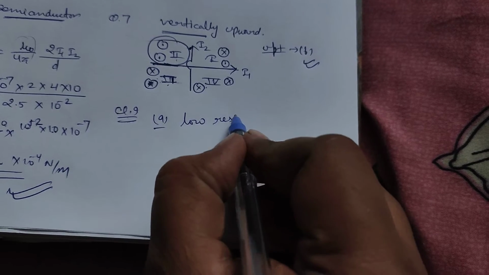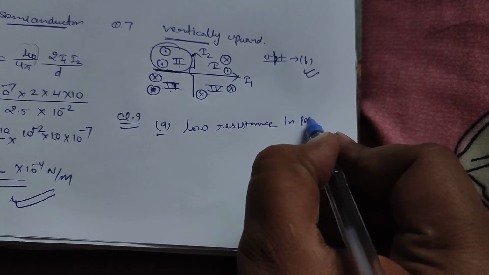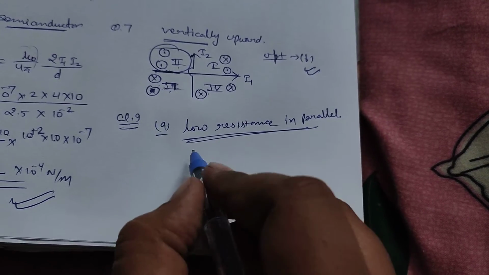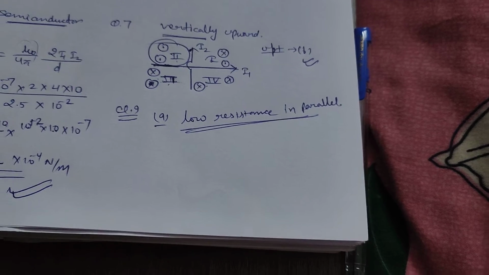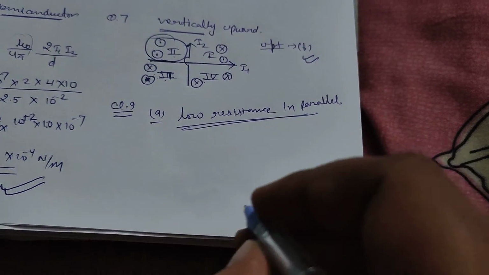Low resistance in parallel. So the ammeter is converted into a voltmeter. Okay.